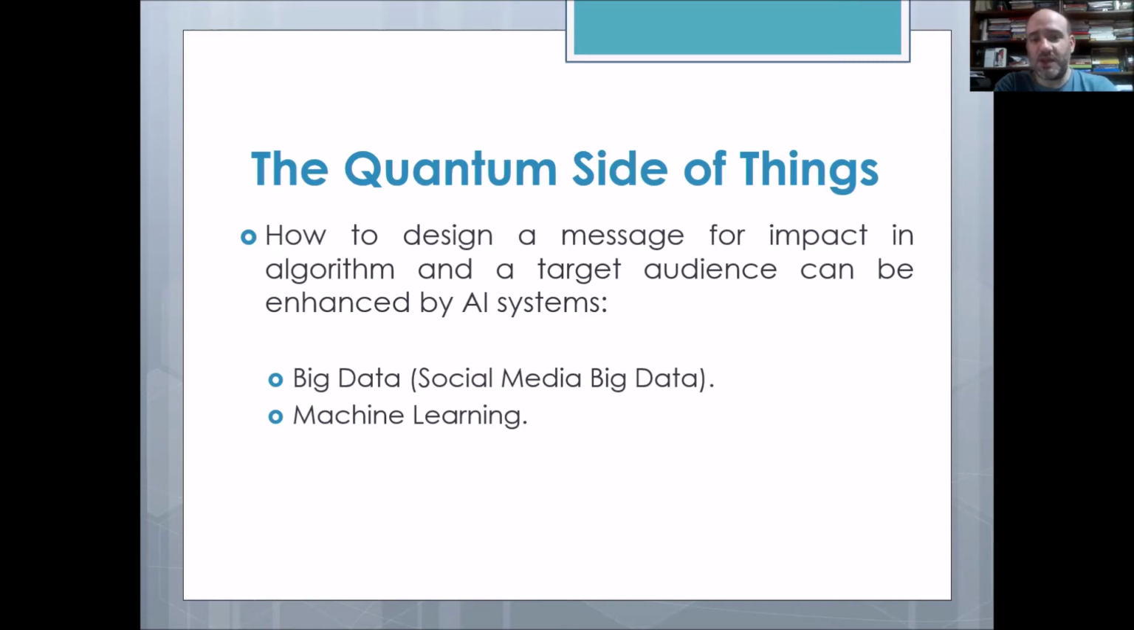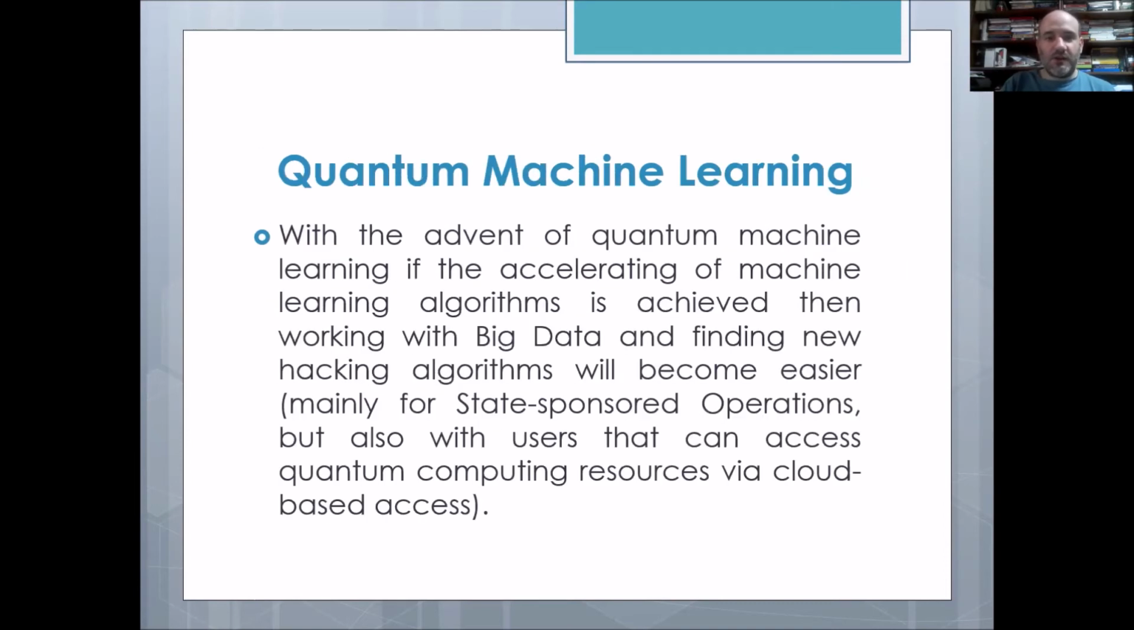How can we design a message for impact in terms of algorithm and the target audience? All this can be enhanced by AI systems. So we can develop algorithms for learning how to design a message for impact, taking into account a target audience, and we can use AI to enhance this. And for this, we need big data, social media big data, and machine learning. This is where quantum machine learning enters into play.